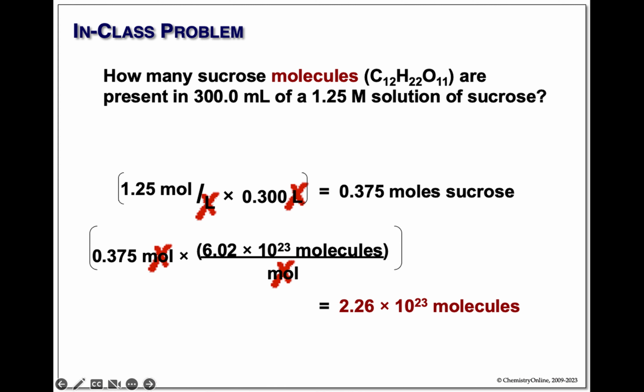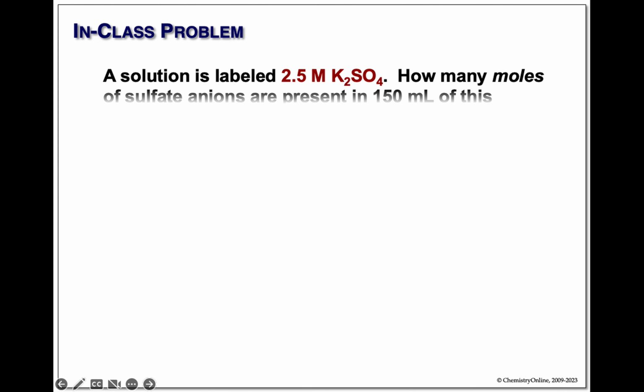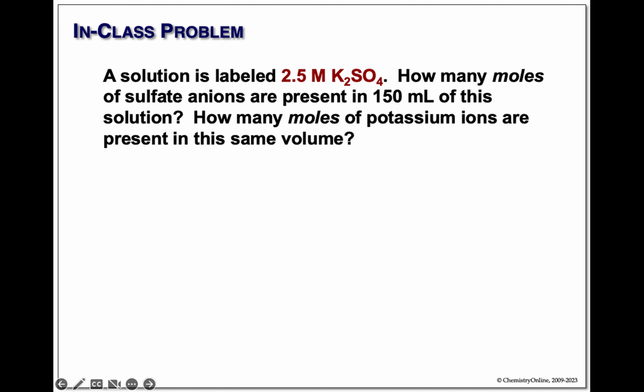Sometimes you'll see problems that require you to use a mole ratio. This is one of them. We have potassium sulfate. We have 150 mils of 2.5 moles. Already you know concentration times volume is going to give us moles, isn't it? Okay. The question is, how many moles of potassium ions are there, and how many moles of sulfate?